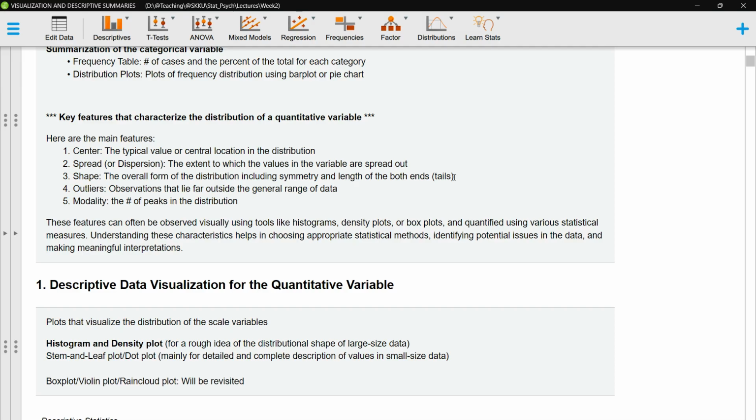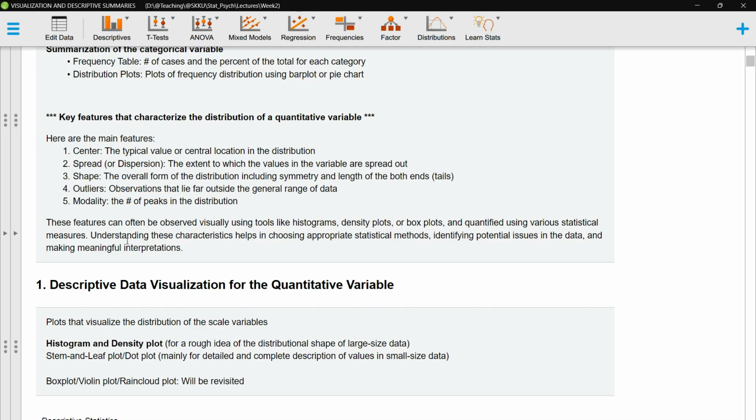Those features determine the form of the distribution. So these three are pretty important things to understand the basic foundations of the characteristics. And we can still look at the outliers of the distribution. The outliers are observations that lie far outside the general range of data.